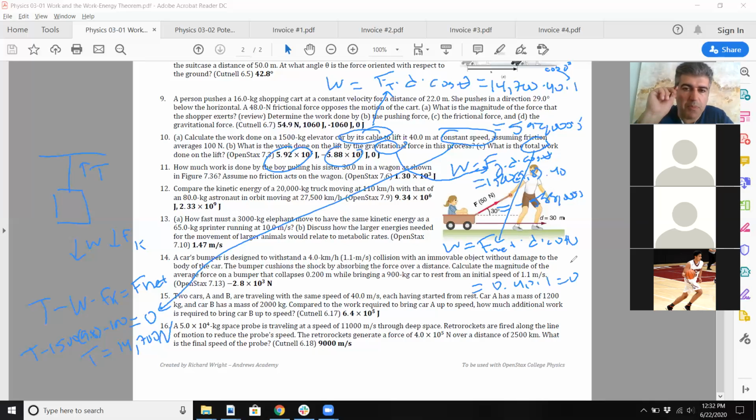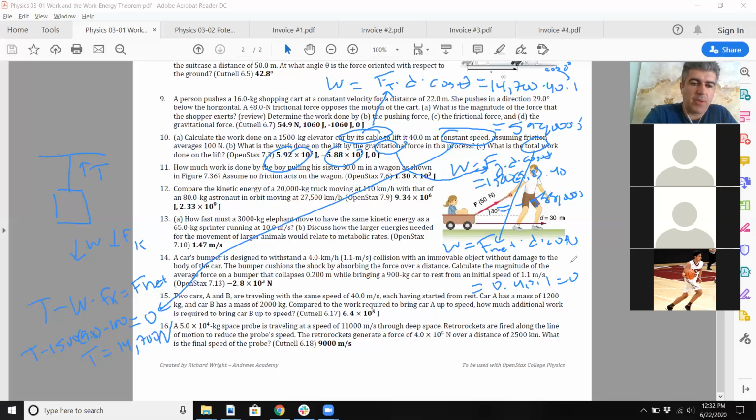So I think we have to pay careful attention to the wording. Calculate the work done in the elevator by its cable. The cable is a tension. We use that force. The next one is the gravitational force, which is weight due to gravity. The last one, the total work, we use the net force, which was 0 because you're at constant velocity.